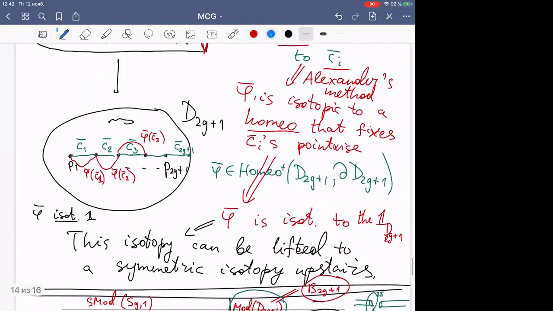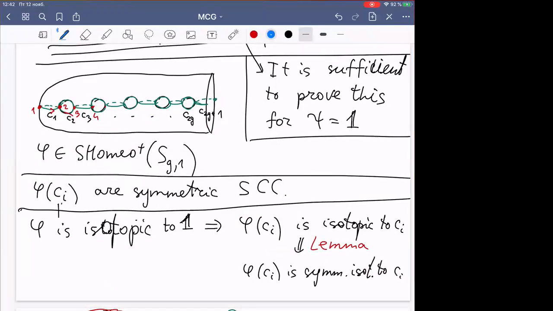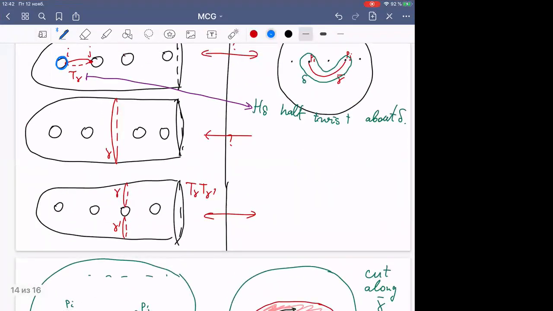Okay, but now let us look at these two situations, where we have either a twist about a separating symmetric simple closed curve, or a product of two twists about non-separating simple closed curves that are symmetric to each other. Look, in this situation, this gamma goes to some closed curve downstairs, where we have some punctures. Okay?